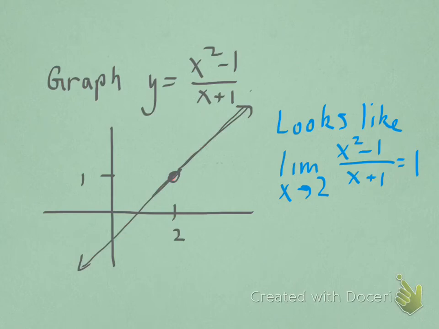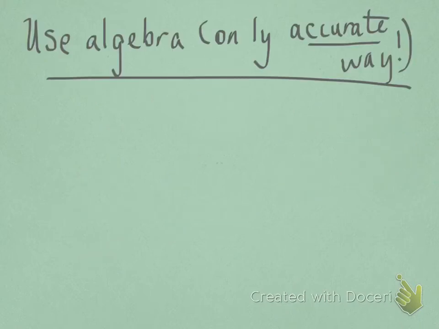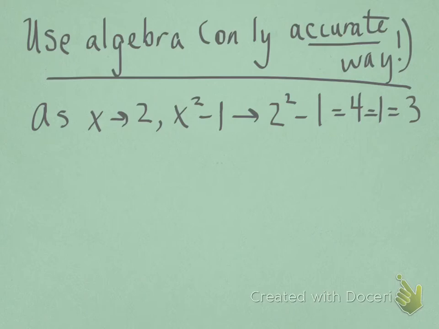So again, it seems that the limit as x goes to 2 of x squared minus 1 over x plus 1 is equal to 1. But again, that is not a proof. It's just evidence. The only way to prove that a limit is what you are suggesting it is to accurately use algebra. So let's think about what this means.